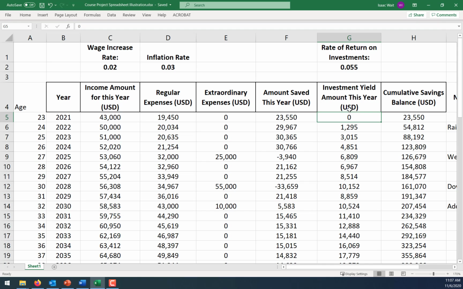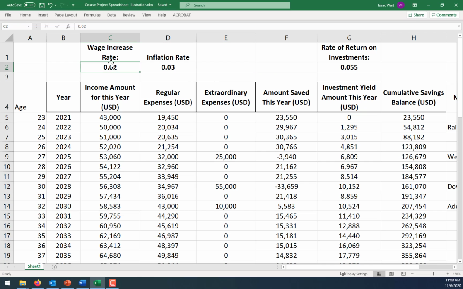If you didn't previously have any assets, then you're not going to earn any interest this year. And so in the first year of this spreadsheet, the investment yield is 0 because this person didn't have any savings in their account last year. The investment yield amount for the row that you're on is based on your savings balance in the previous year. A couple of other elements I want to show on the spreadsheet.